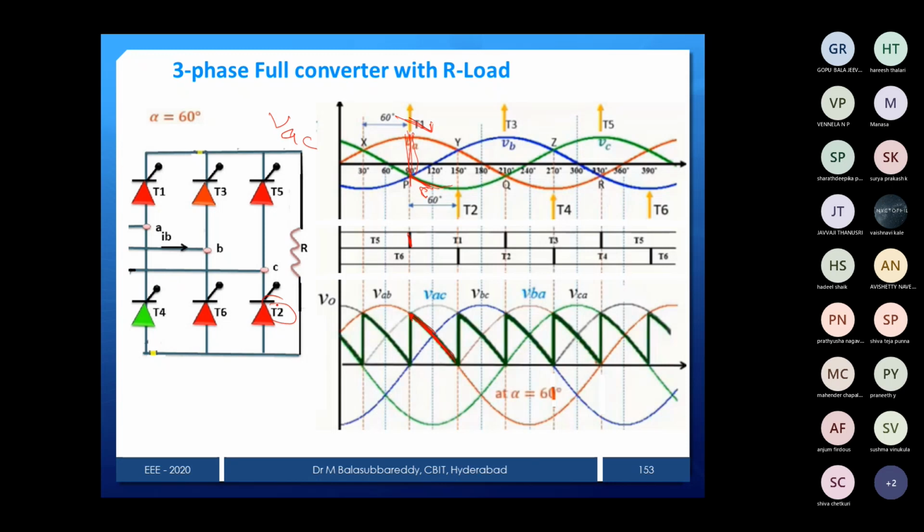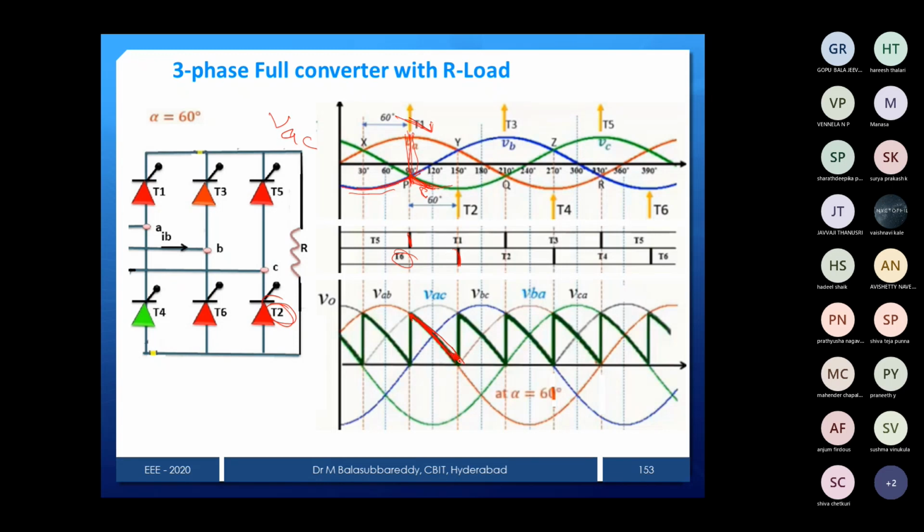Because C is connected to T2. At this point, even though this is more negative for the C phase, the T2 device does not have a firing pulse. See that T6 is having a pulse. T2 is available only from this. That's why you have to go for the 6 device only, because this pulse is available, that means from the previous cycle. So here, that more negative B phase device will continue to conduct until the firing pulse is available. That's why AB is your output.